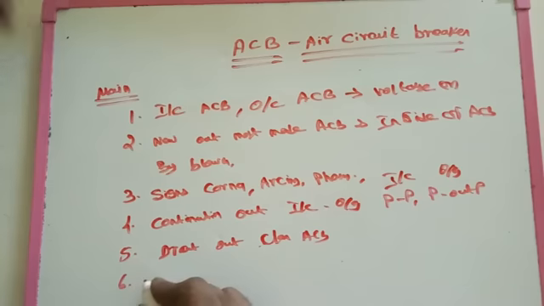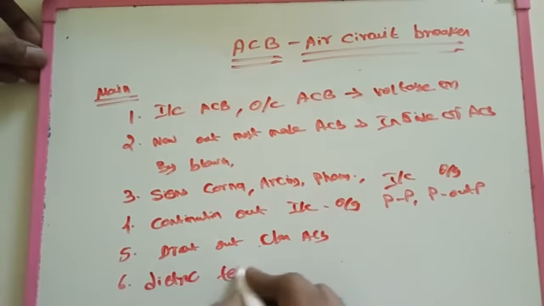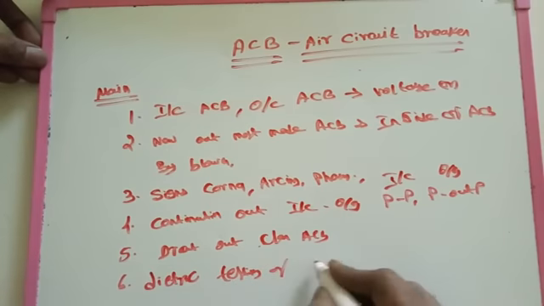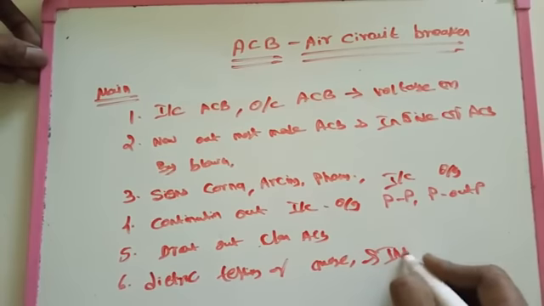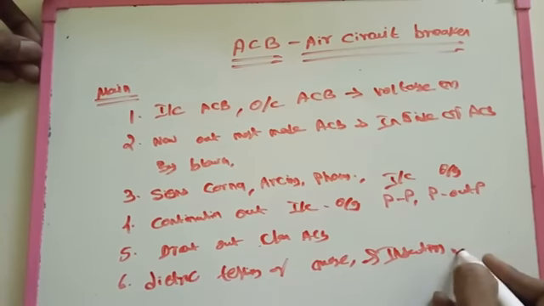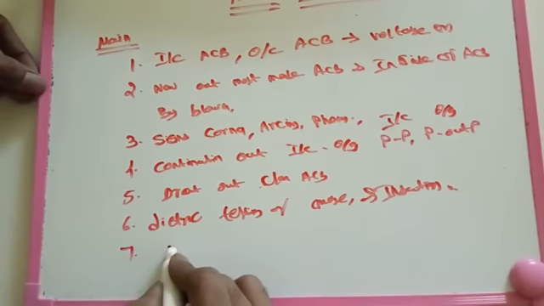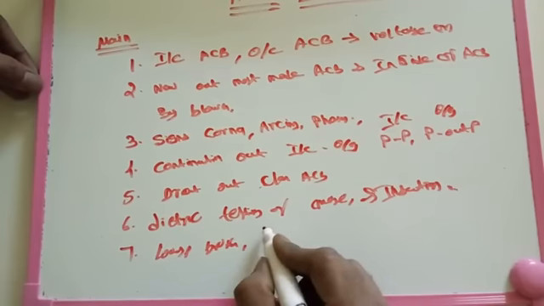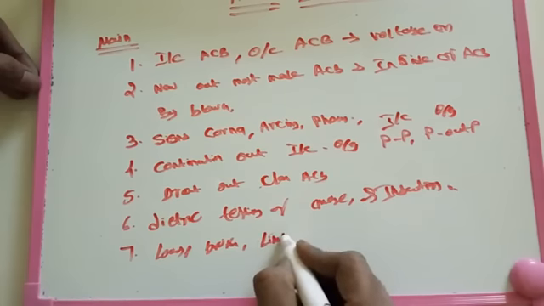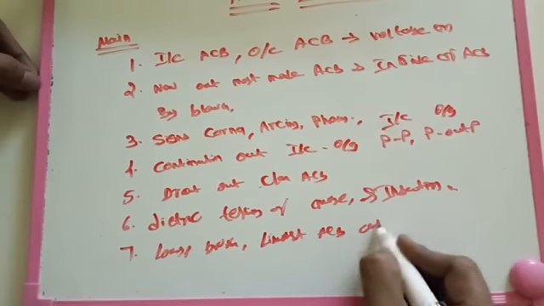And then the sixth one, make the dielectric testing. That means Megger and the insulation testing also. After that the seventh point is to check the loose parts and broken parts, and then the accessories of the ACB as per alignment.